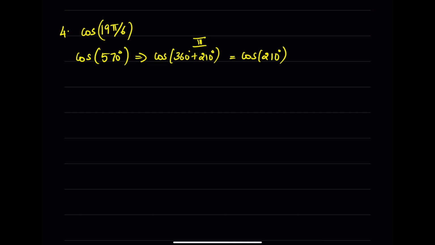Now let us change 210 to 180 plus 30 degrees. Now cos of pi plus x is minus cos x. So this will be minus cos of 30 degrees because in the third quadrant cos is negative, and this will be minus square root of 3 by 2.